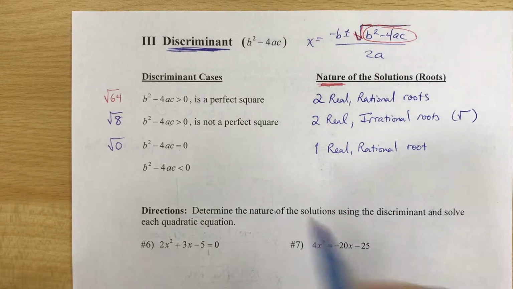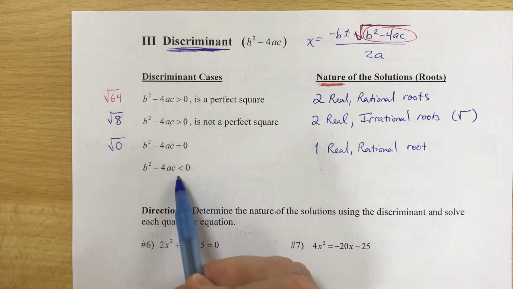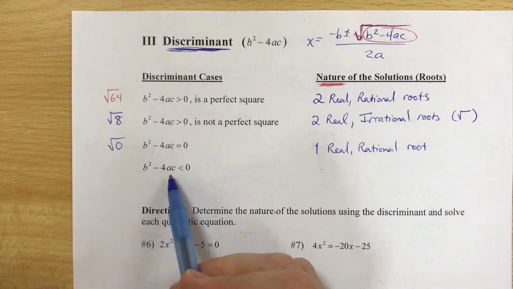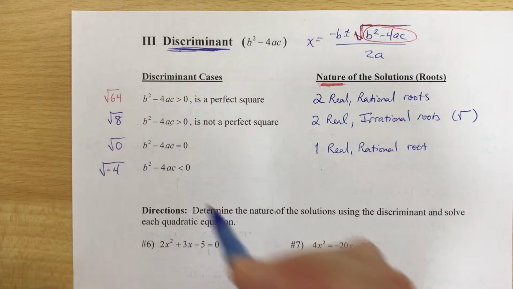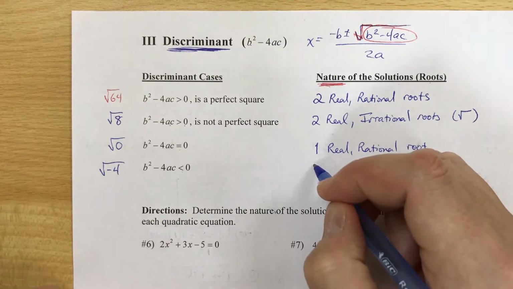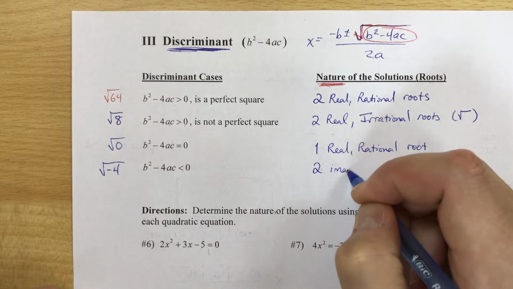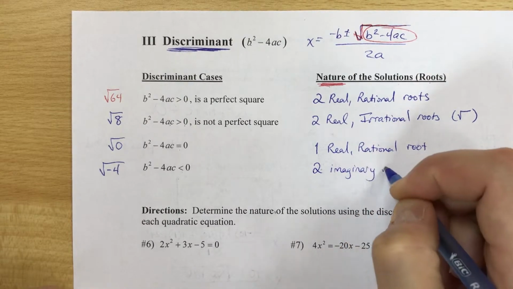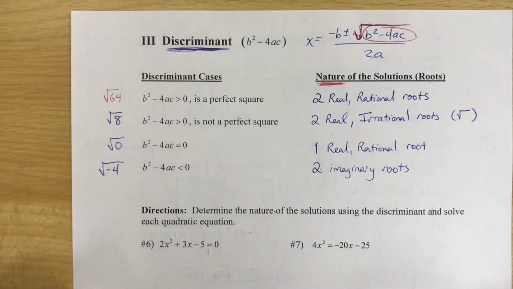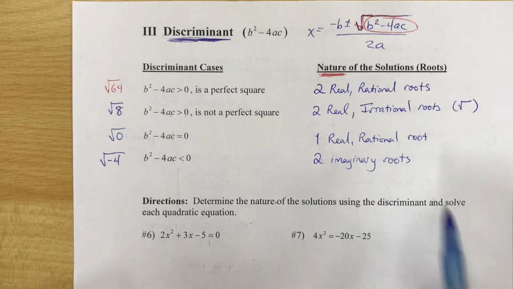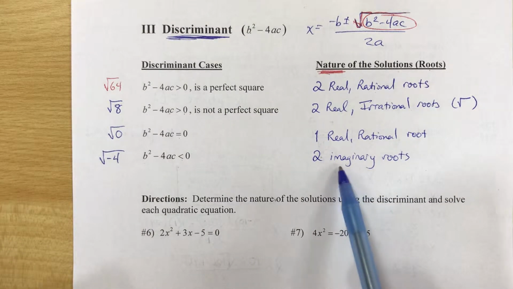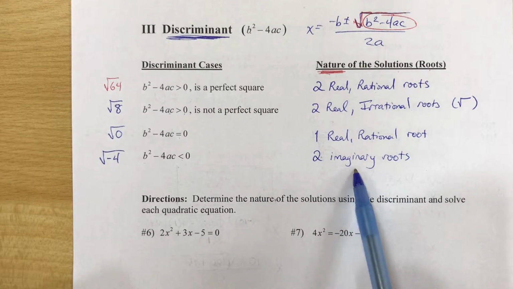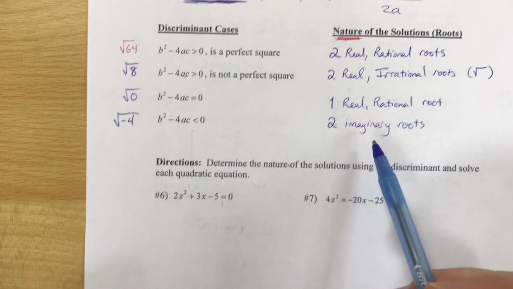Now, the last one here, if it's less than 0, this is something you would see in Algebra 2. This is not really an Algebra 1 topic, but if the discriminant is negative, if you had the square root of negative 4, for example, what you get is 2i, and we call these imaginary roots. You don't have to worry about that. And that may seem a very confusing concept. How can answers be imaginary? But that's something that you'll learn at another time.